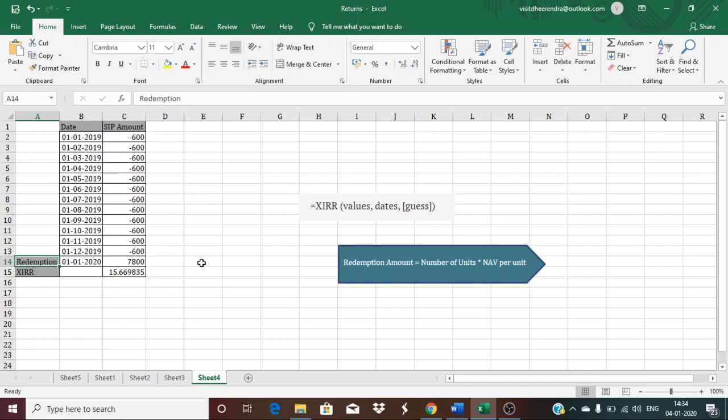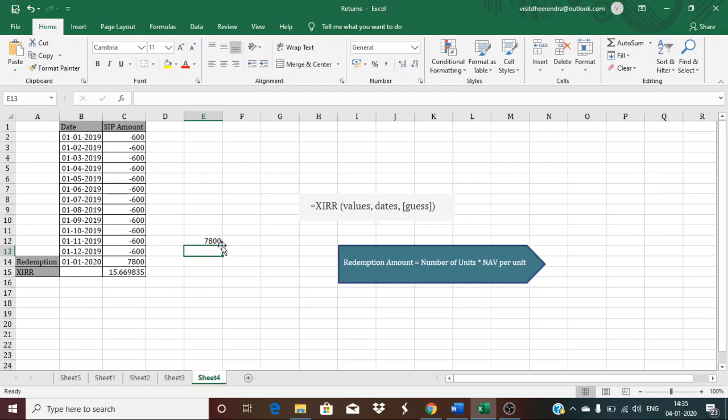Now coming to the redemption, how we calculate the redemption value, or I can say the current market value, which is the value of the investment today. You can see on the screen, redemption amount is equal to number of units into NAV per unit. So simply if we multiply NAV per unit with the number of units, we get the redemption amount. Suppose as an example, I have 100 units and today the NAV is 78. Then I simply multiply 100 with 78, and that will give 7,800 rupees. That is the redemption amount. That is how this is calculated.